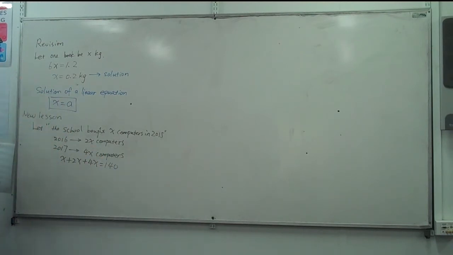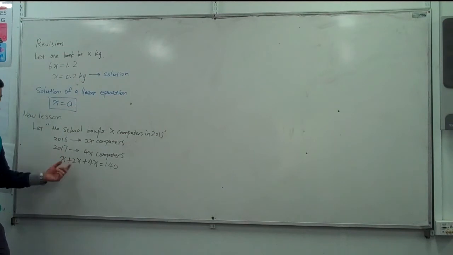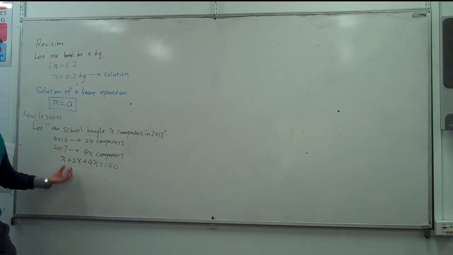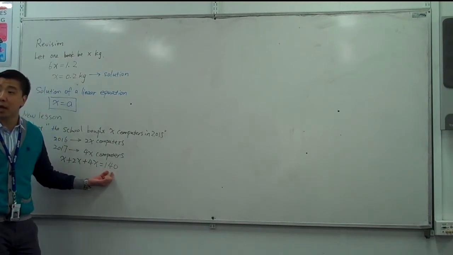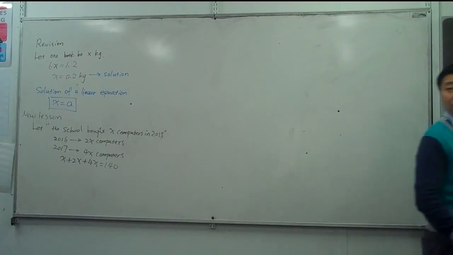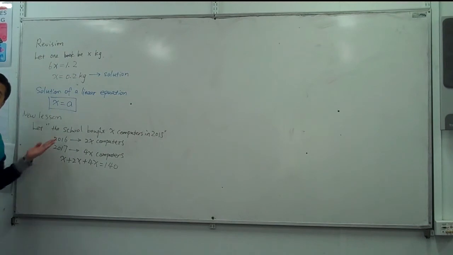And then you can check. On the left hand side we have x, which is 2015, 2x, 2016, and 4x, which is 2017. We add them together, and that is the total number of computers. Is that correct? On the right hand side, is that the total number of computers? Yes. This question told you 140 in total. So they are equal. In this way, we can set up the equation. Okay, do you have any questions?